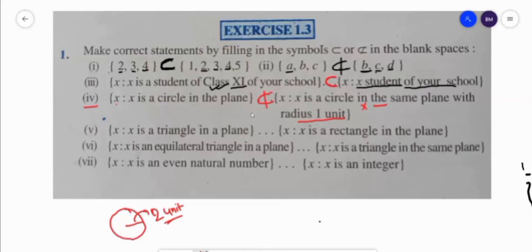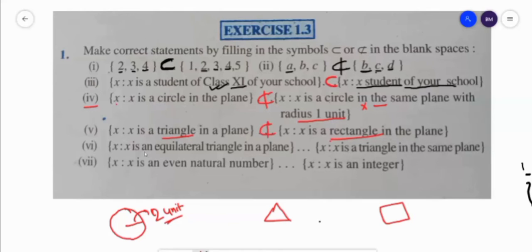Now number 5. X is a triangle in a plane and X is a rectangle in a plane. So X is the set of all triangles, this first one, and this is the collection of all rectangles. Obviously no triangle is there. So this is not a subset.